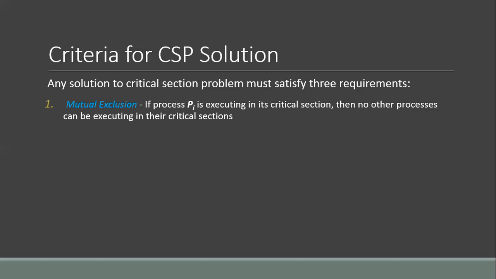So this is like mutual exclusion, that only one process should be allowed to execute in its critical section. The other processes must wait. If they want to enter their critical section, they must wait until the first process completes executing the critical section.